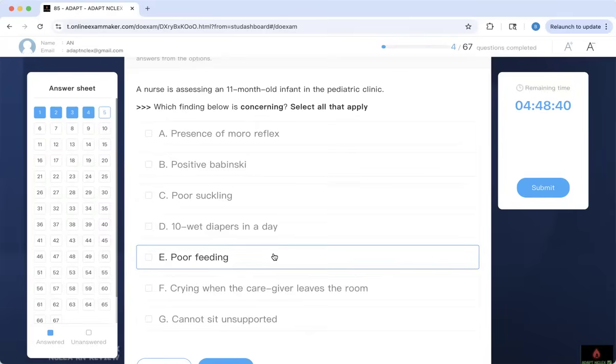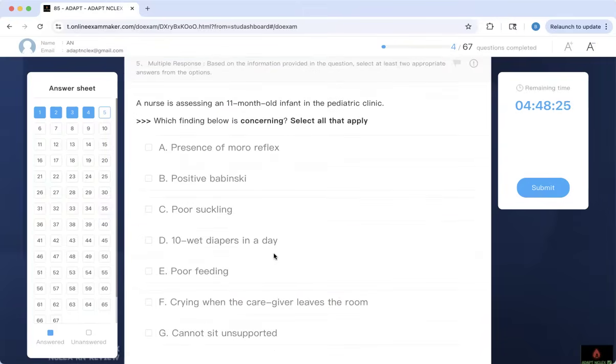It's select all that apply. You don't have to get all the points. If you know 2, I want you to pick 2. If you know 3, pick 3. And the rest, run away from it. What do you want to pick? Which of these are concerning?